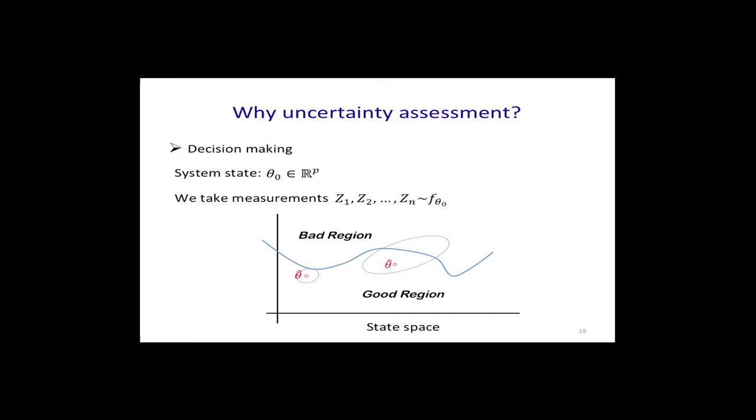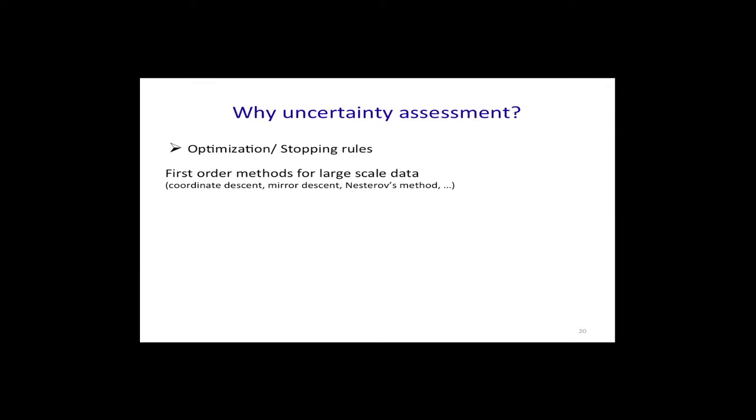The third reason is somewhat more technical. It's for optimization and stopping rules. I talked about these regularized estimators, and these are convex optimization problems. If you want to solve this optimization over a large scale problem, you have a computational issue. What people do is try to use some sort of first order method. This method converges slowly compared to the classical Newton method, but the good point is that the computational cost per iteration is pretty cheap. So you run a first order method for many iterations, and now the question is, where should we stop?